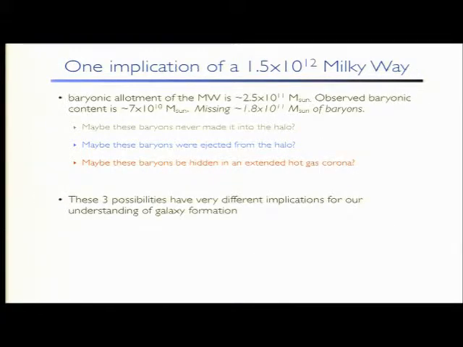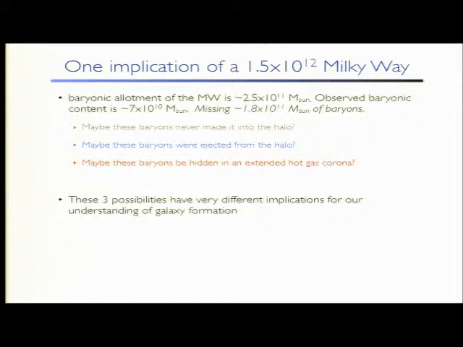So in my last minute or two, I'd just like to go through some possible implications of this sort of 1.5 times 10 to the 12 solar mass Milky Way, if that's what the number actually is. In that case, the baryonic allotment of the Milky Way would be around 2 or so times 10 to the 11 solar masses of baryons. And the observed baryonic content is something like 7 times 10 to the 10, modulo a bit, I'd say. So we're missing a substantial amount of baryons in terms of typical galaxy formation models.